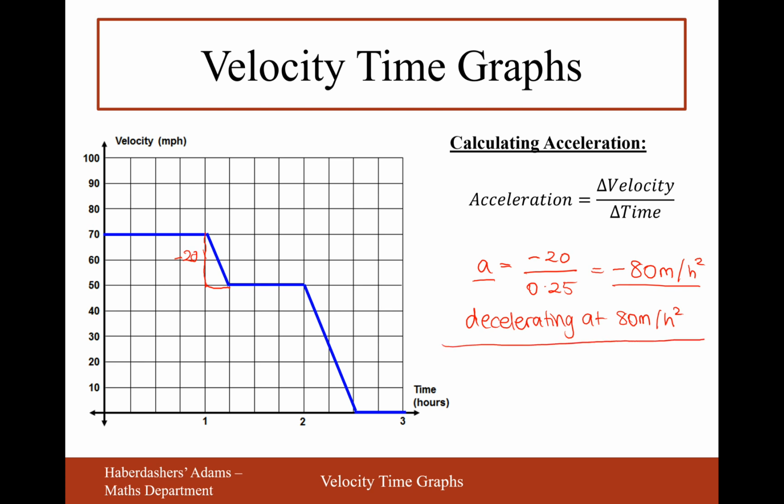In the second part, we've got a change in speed of 50. So the change here is minus 50 because we've gone from 50 down to 0, divided by half an hour, so that would be 0.5. So that's going to be minus 100 miles per hour squared. So there we are, that's the answer to what the deceleration is here.